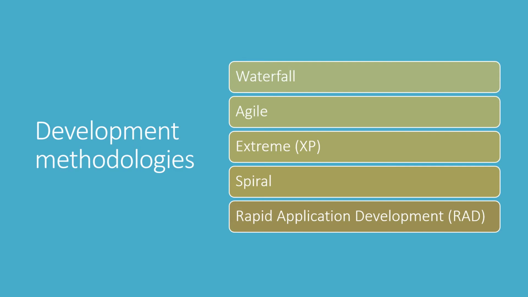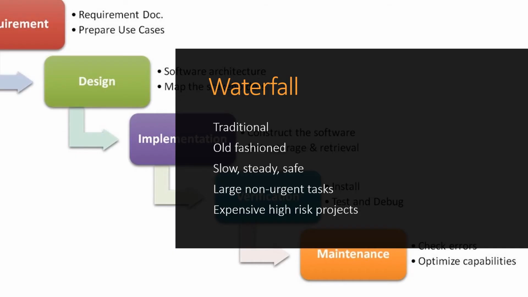In this series of lessons, I'm going to look at 5 different methods which are listed on the screen at the moment: Waterfall, Agile, Extreme, Spiral and RAD. We're going to start by looking at the Waterfall method.